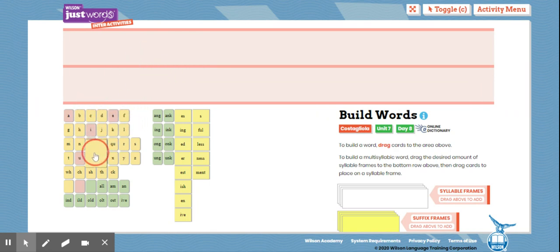Return these tiles. What says I? I. Go ahead and touch the tile that says I. Okay, if you have your finger on the I, you are correct. I says I, and we know it says I when it is followed by a consonant. Okay, return these cards.